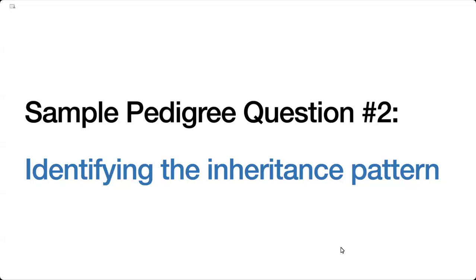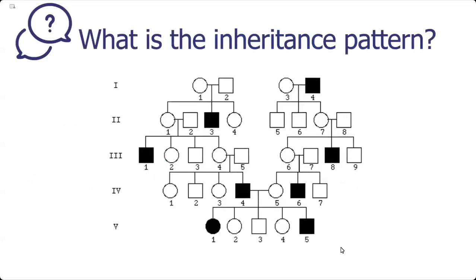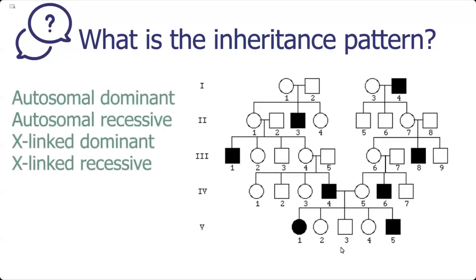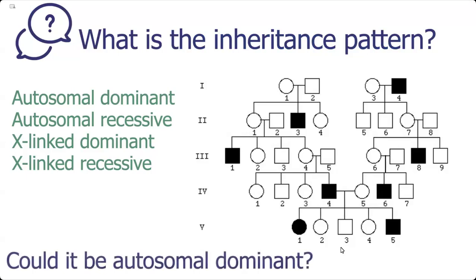Here is another sample pedigree question where we are trying to identify the inheritance pattern. Here's the pedigree. Let's just shift it over to the side. And there are 4 different inheritance patterns we are looking at: autosomal dominant, autosomal recessive, X-linked dominant, and X-linked recessive. So let's just take these one at a time.